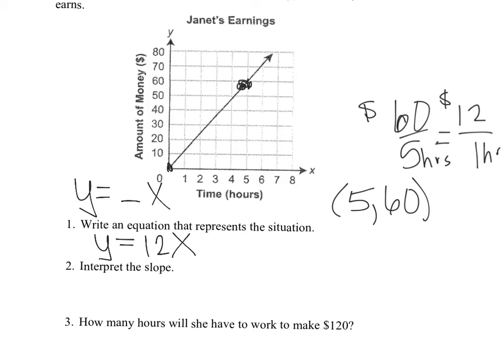Interpreting your slope. A lot of kids will say, oh, well, the slope is change in y over change in x, or the slope is y sub 2 minus y sub 1 over x sub 2 minus x sub 1. That's not what this is asking you. When you're asked to interpret something, you have to ask yourself, what does this mean in context of the problem? This is your slope right here, your change in y over your change in x. Your proportionality, 60 to 5, is 12 to 1. That's what your slope is.